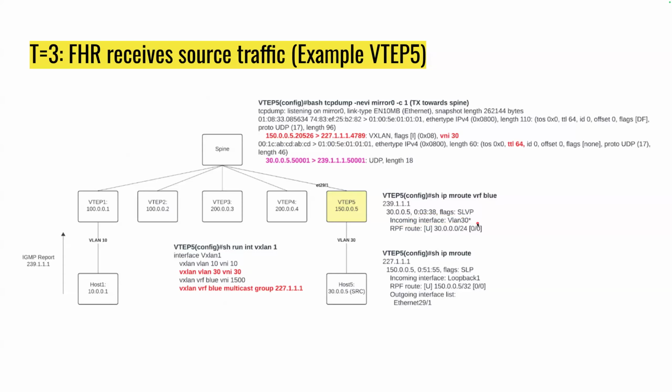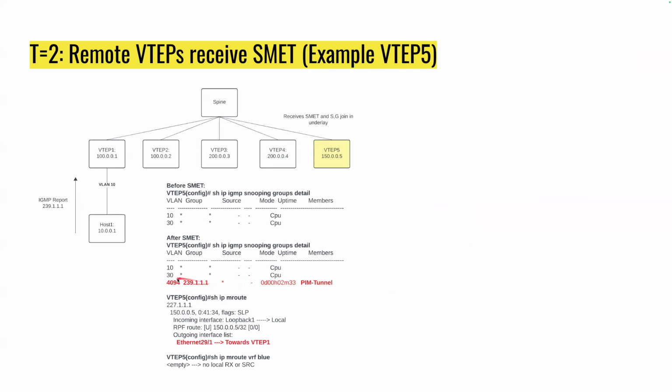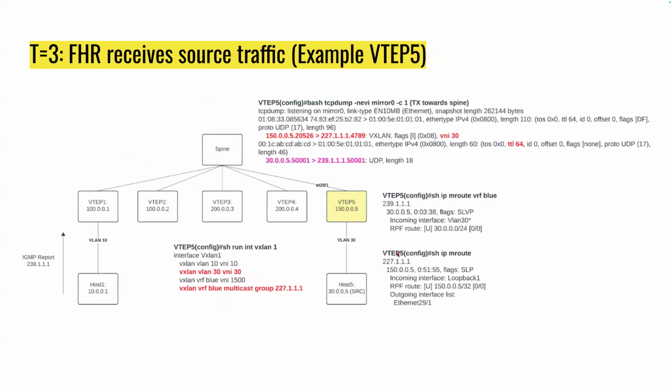Now it sees this tunnel present, right? So any traffic which is coming in this SBD VLAN, we have to send it across VXLAN. So that is why we see that this feed is being encapsulated and sent towards the spine. And if you look at the underlay S,G, this would be 150.0.0.5, and the group is 227.1.1.1. And the actual feed is 30.0.0.5 and 239.1.1.1.